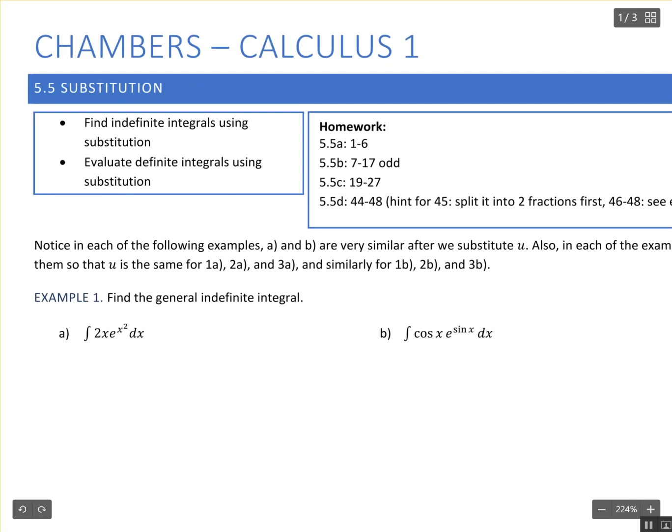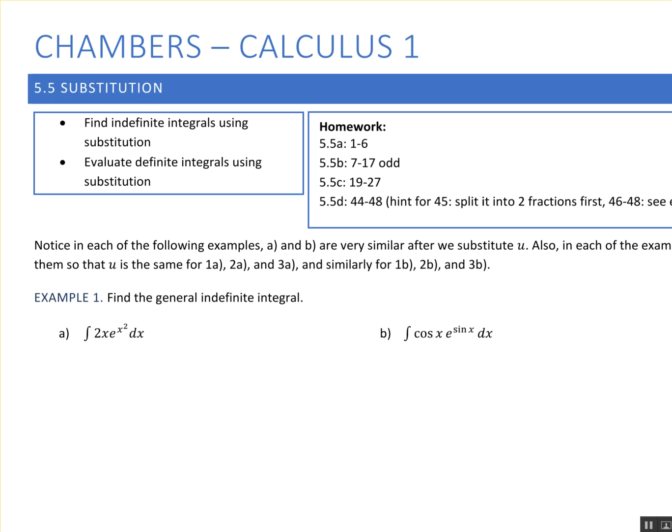So substitution is basically trying to undo the chain rule. Again, undoing anything is a little bit harder than doing it in the first place. So the way we undo the chain rule is by using u-substitution. It doesn't have to be u, but typically that's what we use.